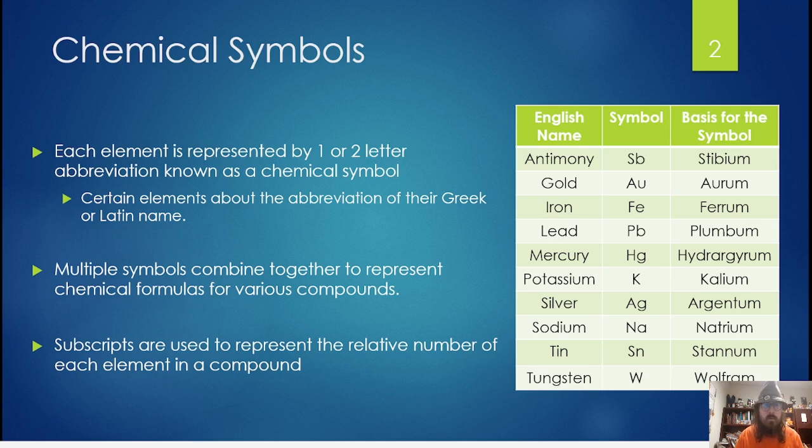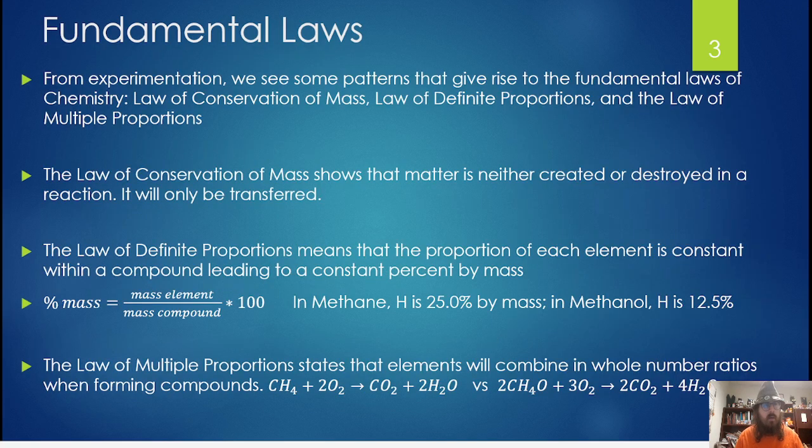Now, multiple symbols can combine. When you put these elemental symbols together, we form various compounds, and we'll use subscripts to represent the relative numbers of each element. But that's neither here nor there, as we are going to talk a little bit about the history of atoms and their properties.